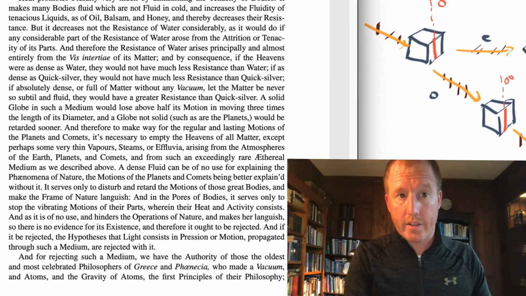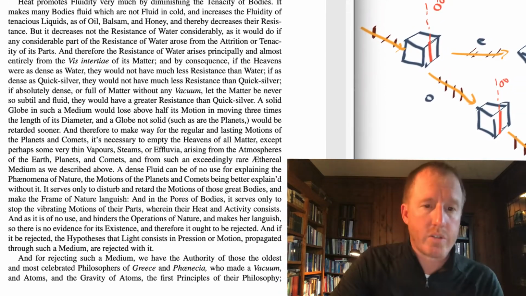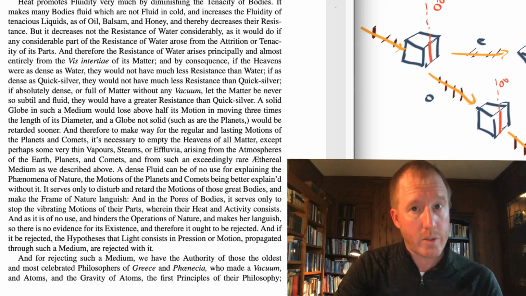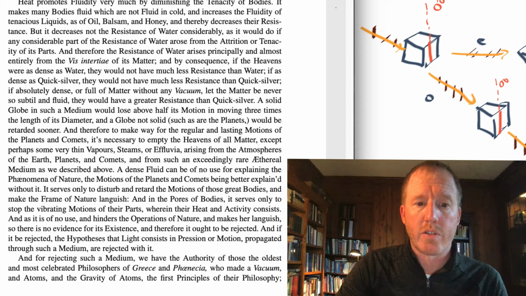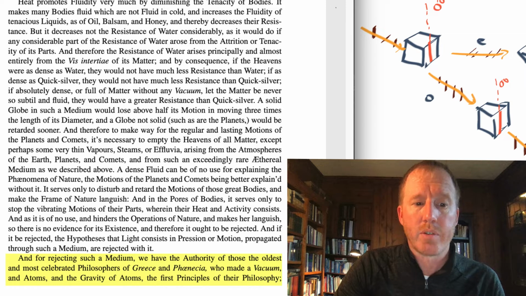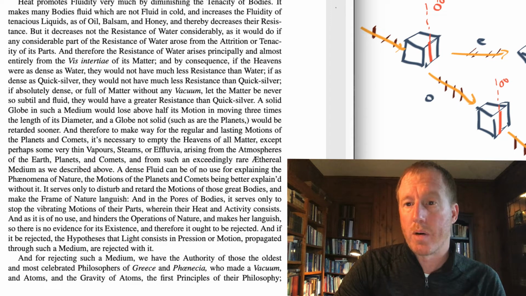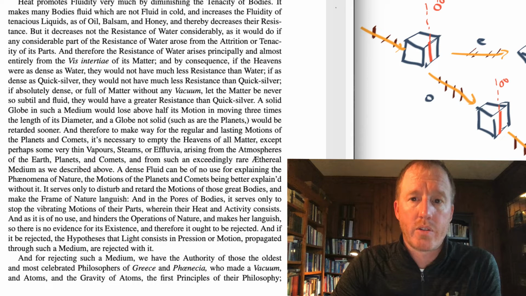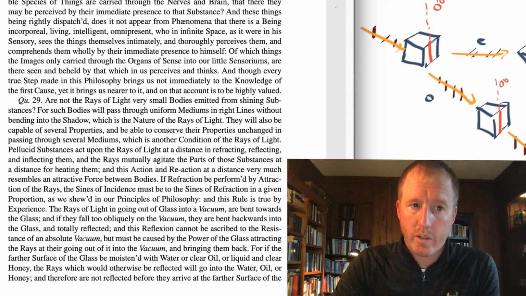And then what he does next at the bottom of page 216 is he cites the work of the ancients. He doesn't mention Democritus by name, but that's who he's talking about here. He says, the philosophers of Greece and Phoenicia, who made a vacuum and atoms and the gravity of atoms the first principles of their philosophy. So according to people like Democritus, we see things around us like desks and chairs and tables and people and animals, but really they're just comprised of atoms that are separated by void or vacuum. And that seems to be the approach that Newton is endorsing here.